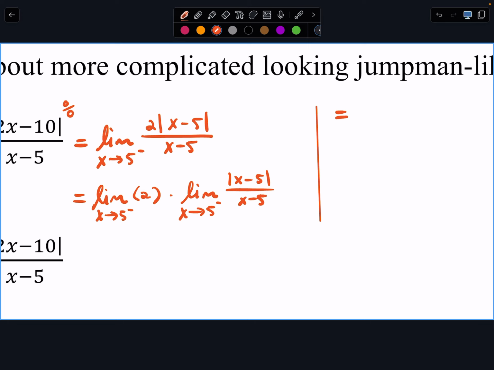Now the limit of 2 as x approaches 5 from the left, right? 2 is just y equals 2, a constant function. That limit will be 2. What is that minus 5 doing to Jumpman? If we thought of Jumpman as being a parent function, what's that minus 5 doing?